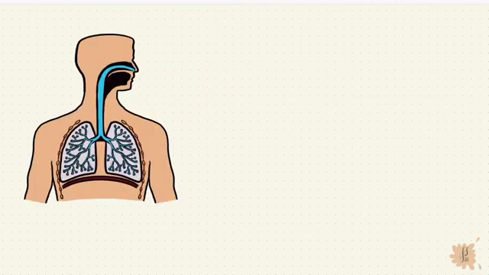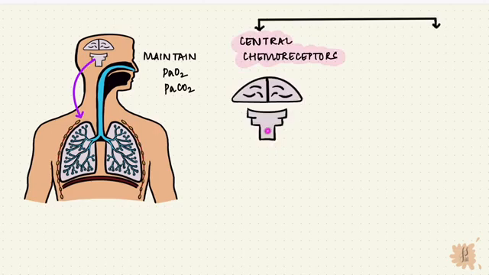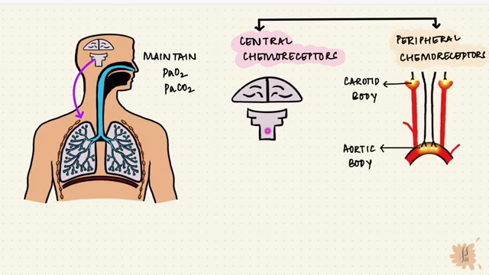Respiration is controlled by the central nervous system to maintain a constant arterial oxygen and carbon dioxide level. It's regulated by central chemoreceptors, which are in the brainstem, and peripheral chemoreceptors in the carotid and the aortic bodies. The central chemoreceptors respond to changes in the hydrogen ion concentration in the CSF, and the peripheral receptors to changes in the partial pressure of arterial oxygen, and also the hydrogen ion concentration and the pH of blood.